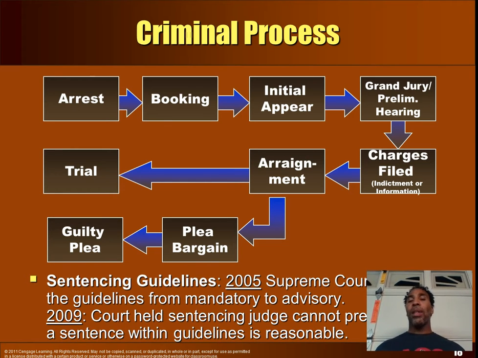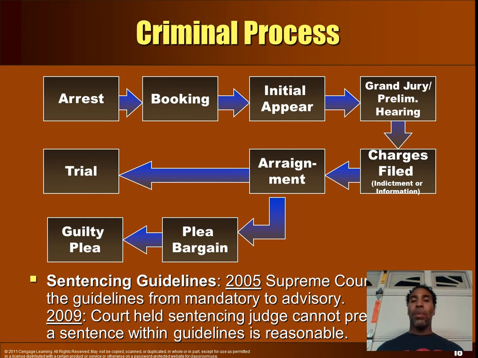You also, obviously, have to have guidelines in terms of sentencing. So in 2005, the Supreme Court changed the guidelines from mandatory to advisory. In 2009, the court held a sentencing judge cannot presume that a sentence within guidelines is reasonable, right? You have to have some type of guidelines. And that's it for Chapter 6.